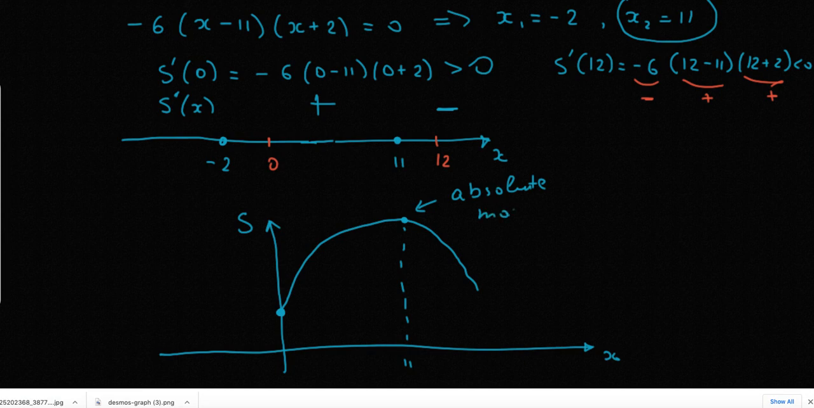It is, of course, also a relative maximum, but in this case it is not just a relative maximum, it's an absolute maximum. Because we see the value of the function at this point is the overall largest value, at least for positive values of x. So that is our answer. x equals 11 gives us the largest value for the sales.